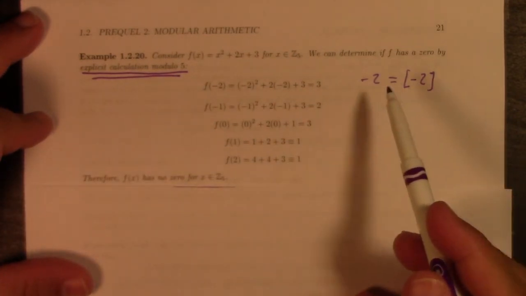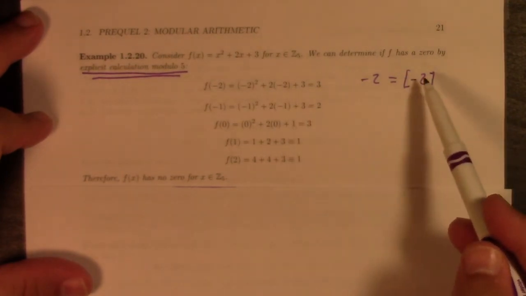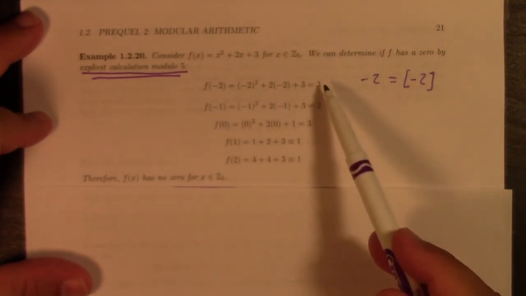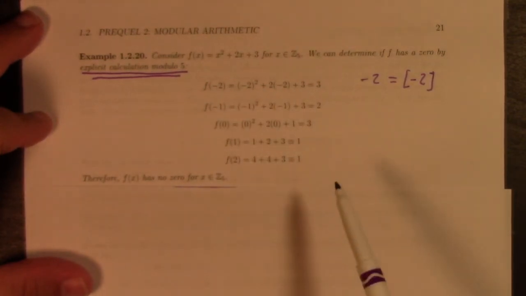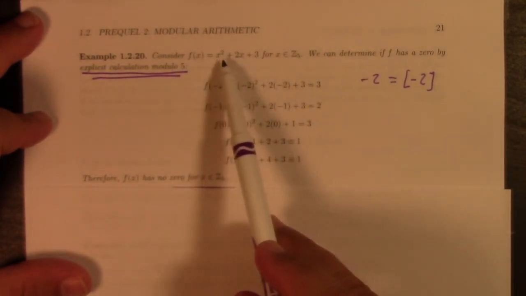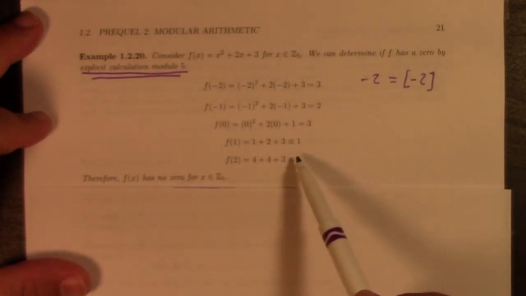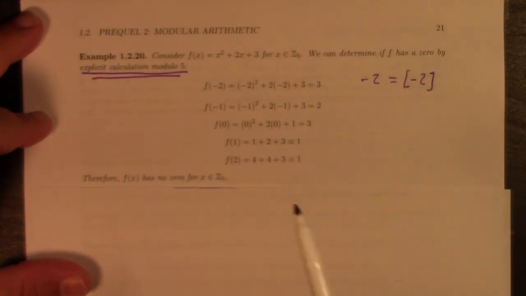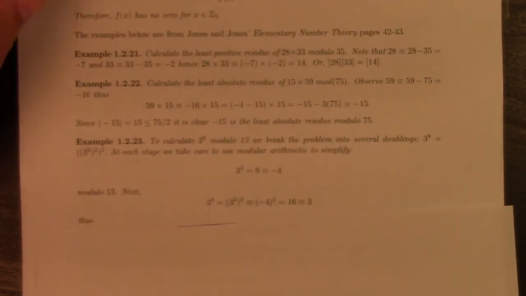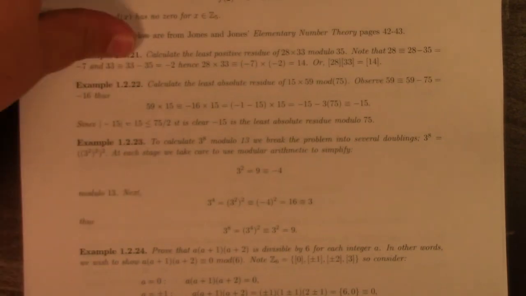But you don't have to burden yourself with writing a couple dozen brackets here. Anyway, when you actually do the calculation here, what do you get? 3, 2, 3, 1, 1. And what that shows is that no matter what residue class we plug into this polynomial, we don't get the 0 residue class, right? Here's a couple more calculations. I'm going to move on here. I'll let you look at those.